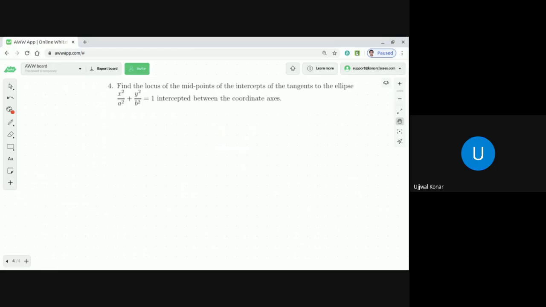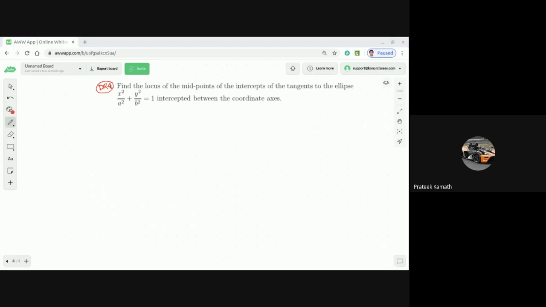This is the descriptive question 4. Find the locus of the midpoint of the intercept of the tangent to the ellipse x square by a square plus y square by b square equal to 1, intercepted between the coordinate axes.